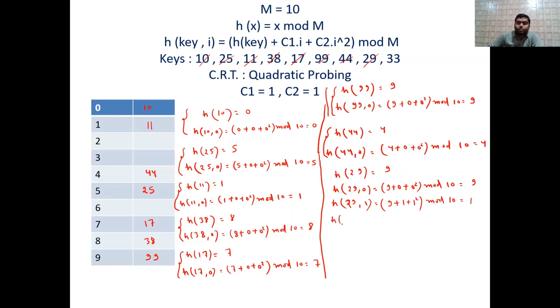Now change the attempt number. So for 29 with attempt 2, h of 29 is 9 plus 2 plus 2 square, the square of the attempt, and mod of 10. So this will return 9 plus 2 is 11, 11 plus 4 is 13, and 13 mod 10 is going to be 3. If you observe, space is available at 3, so 29 will be stored at 3.